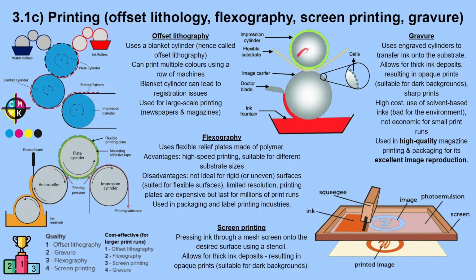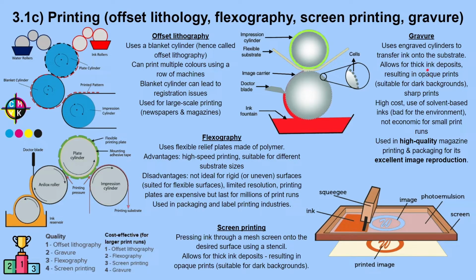So it has 2 cylinders. You have the engraved cylinder here. Each cell here almost collects ink, or has ink inside, and that is what prints onto the substrate. It has thick ink deposits, so a lot of ink is used, therefore making it expensive. High cost, the use of solvent inks sometimes is bad for the environment, and it's not cost effective for small print runs.